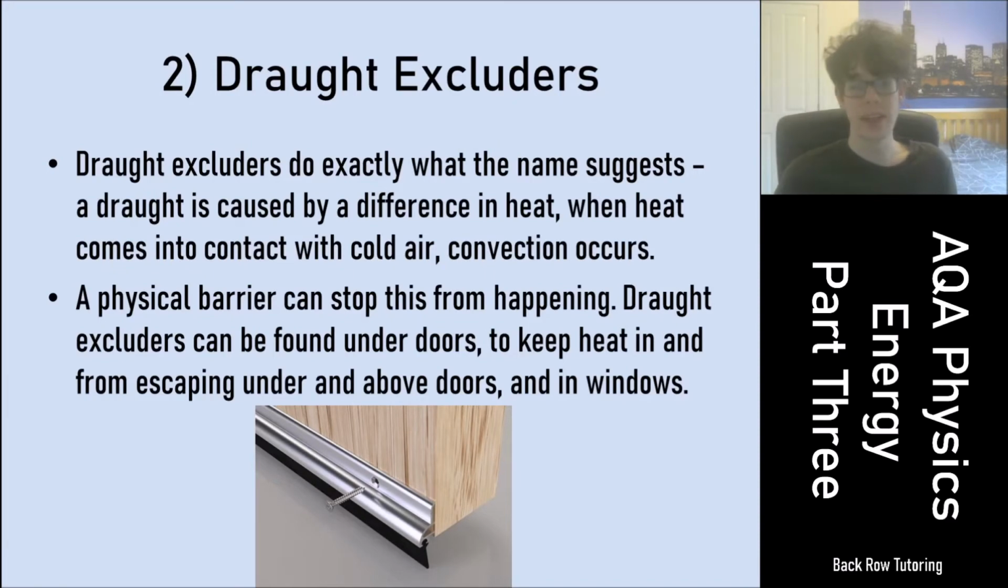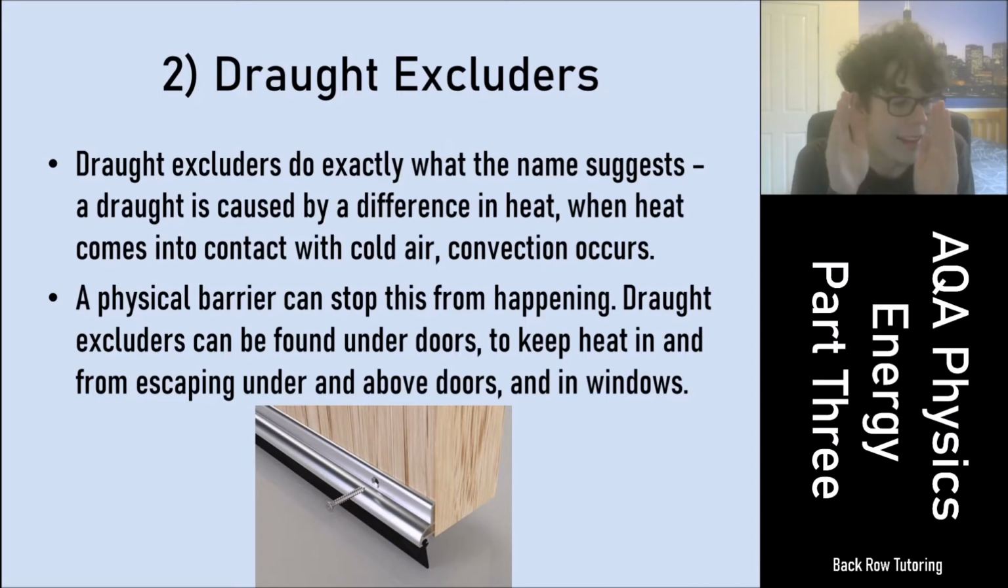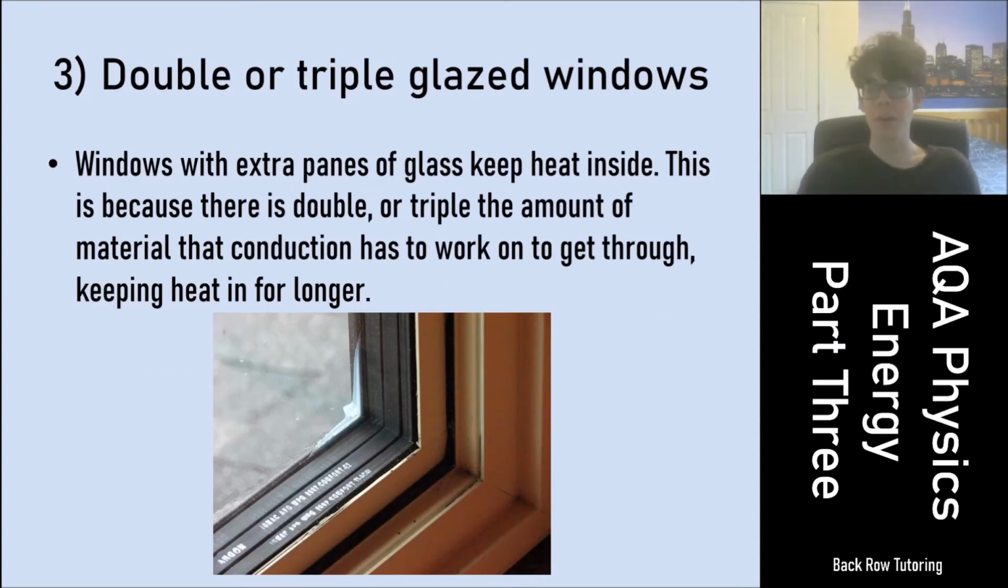Number 2, draught excluders. Draught excluders do exactly what the name suggests. A draught is caused by a difference in heat, and when heat comes into contact with cold air, convection occurs. So if you have a door and the inside of your house is warm and the outside is cold, well, obviously that heat wants to escape because heat travels to places which are cooler. So if you put a physical barrier in the way, you will stop that warmth from leaving. You will stop that heat energy escaping your house. So a physical barrier can stop this from happening. Draught excluders can be found under doors to keep heat in, and from escaping under and above doors, and in windows. Number 3, double or triple glazed windows.